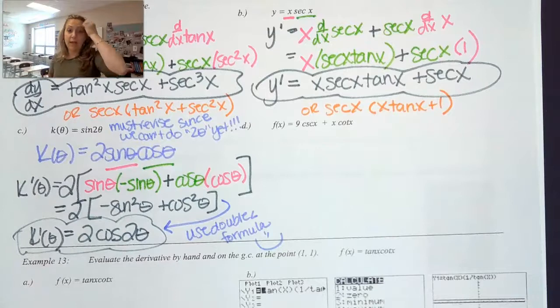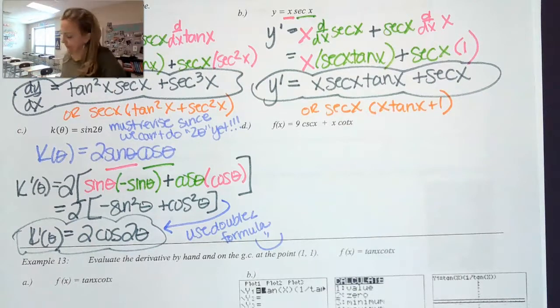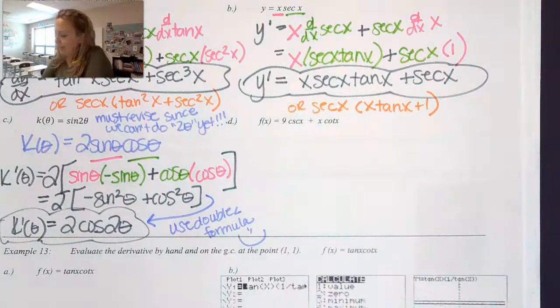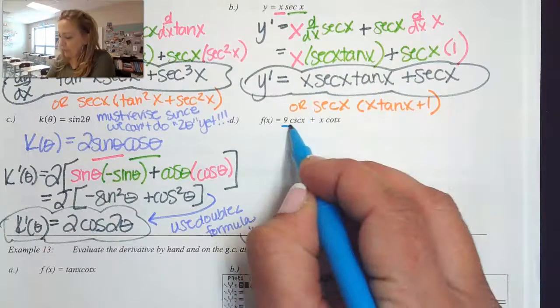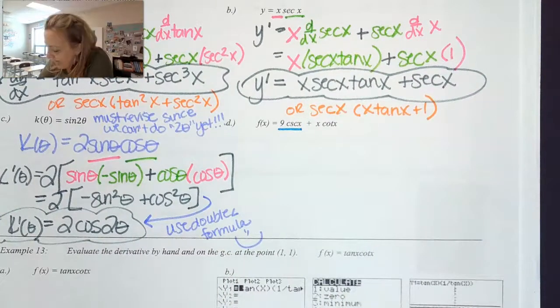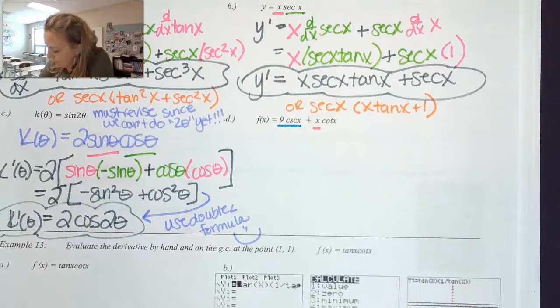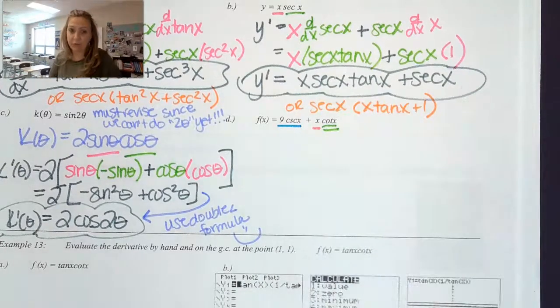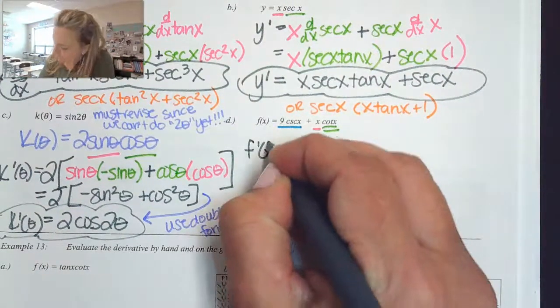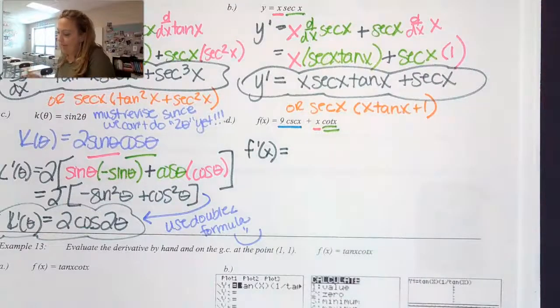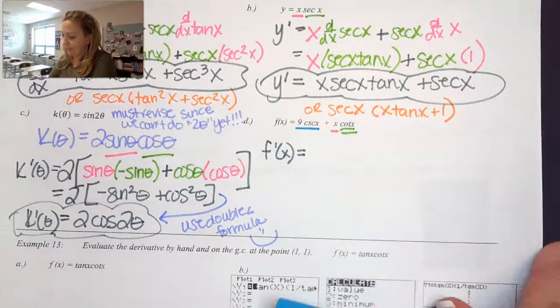Cool. How about letter D? 9 times the cosecant of x plus x times cotangent of x is what our value of f of x is here. And I see that I have 9 times the cosecant of x. I don't need to use the product rule here because that's just a constant multiplier. But I have x times the cotangent of x, and I'll have to use the product rule for that part, all right? So if I take my f prime of x, I want to take the derivative of 9 times the cosecant of x, okay?